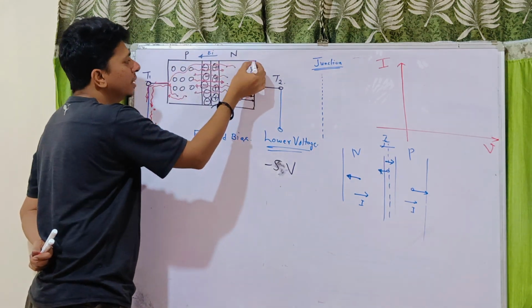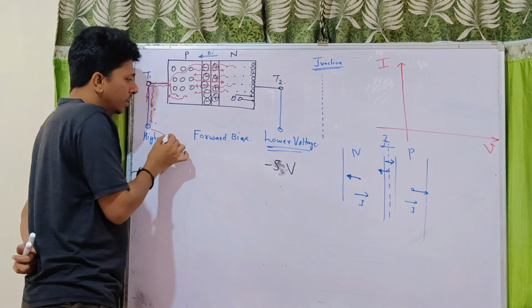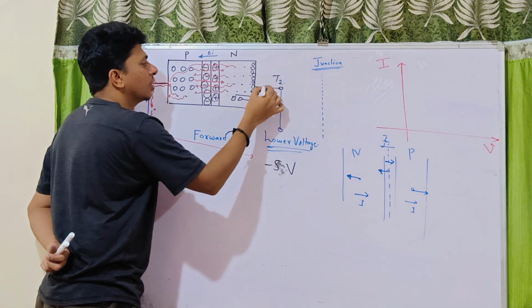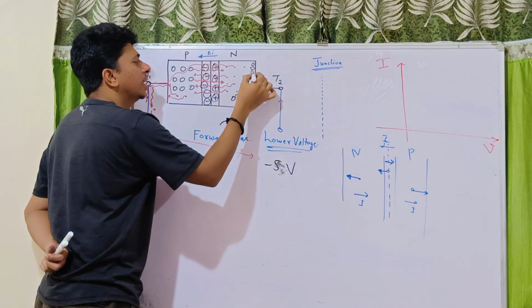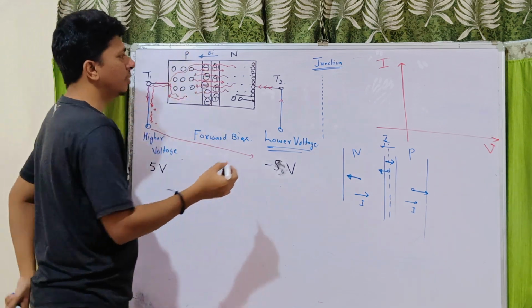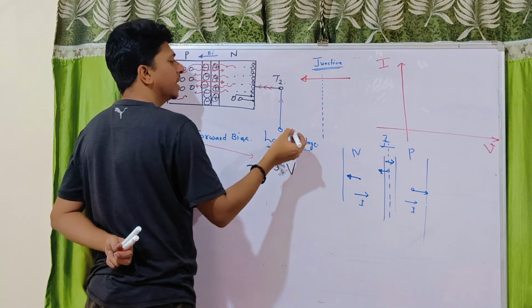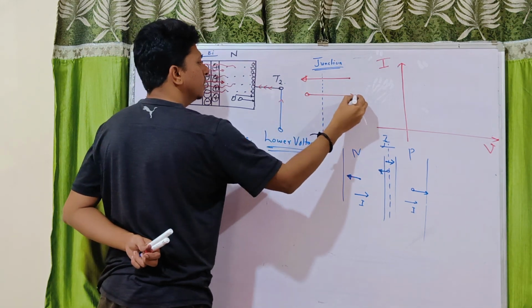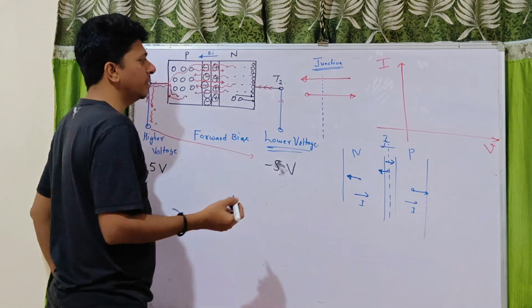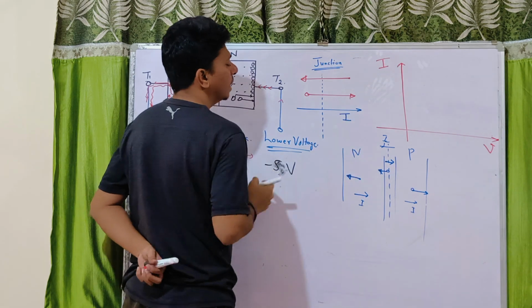So now what will happen? There are so many holes here, and these electrons will go, and we know this is a battery. So electrons will go, and similarly this electron will go there, and they will recombine here. So now if you look at the junction, from the N region the electrons are coming in this direction, and the holes are going in this direction. So now if we look at the current direction, the current will be in the direction of the hole. So this is the current I.